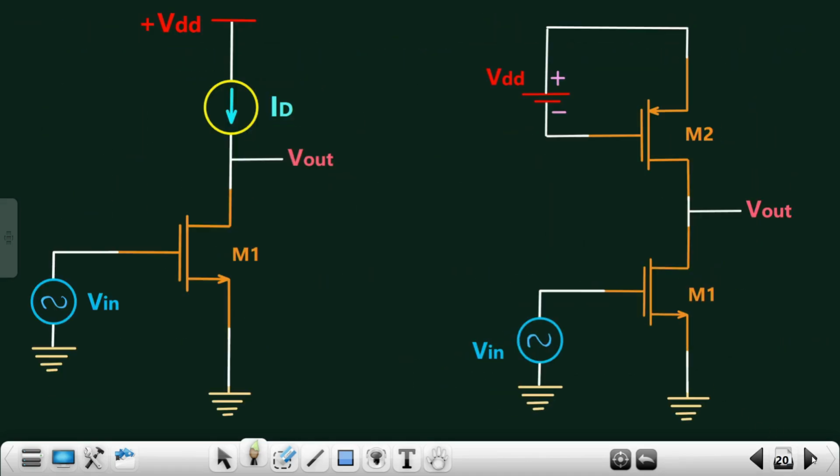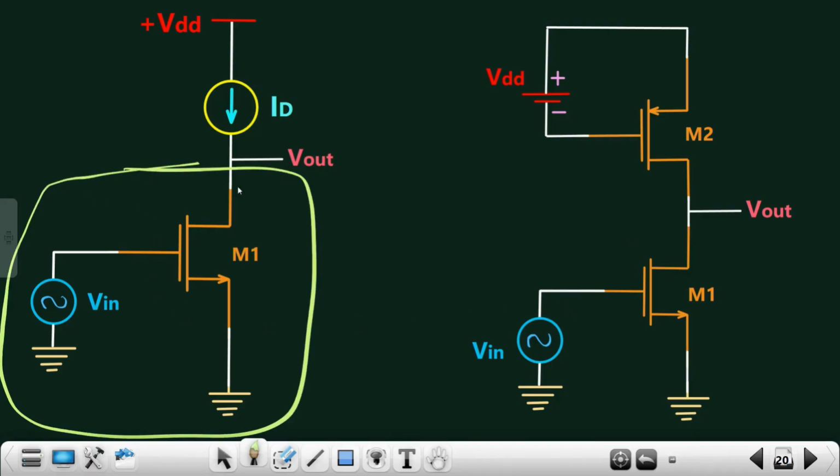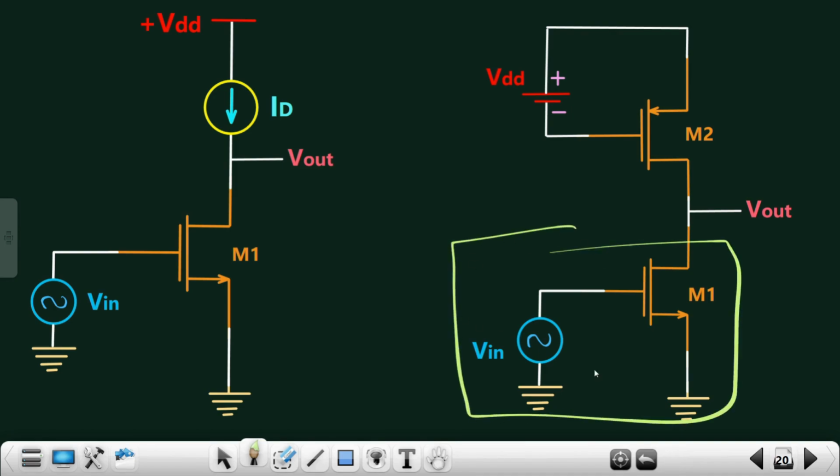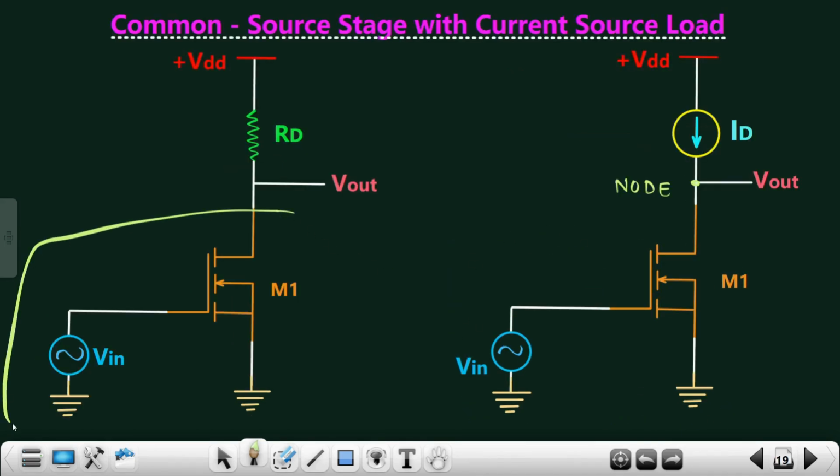This is how the circuit will look. This current source will be replaced with a PMOS device. You see this will be my VDD. The positive terminal will be connected to VDD, to the source, and the negative terminal to the gate, my bad. Let's say this is my M1 and this is my M2. We are taking the output in between M1 and M2. You see, this particular part is exactly similar.